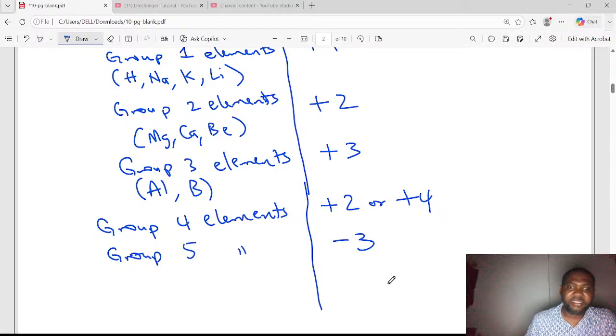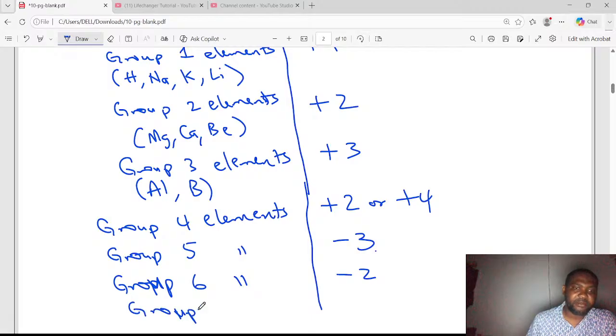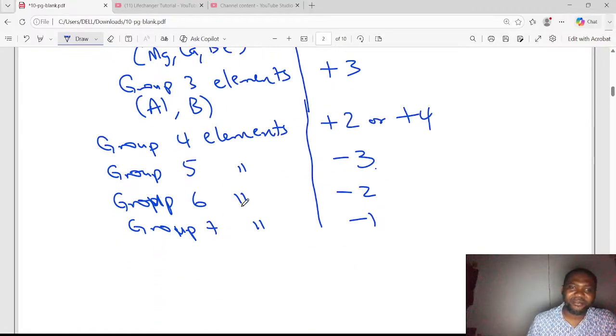Group 5 element is -3. Group 6 element is -2. Group 7 element is -1. Please notice the pattern. Then of course, we will not write group 8.